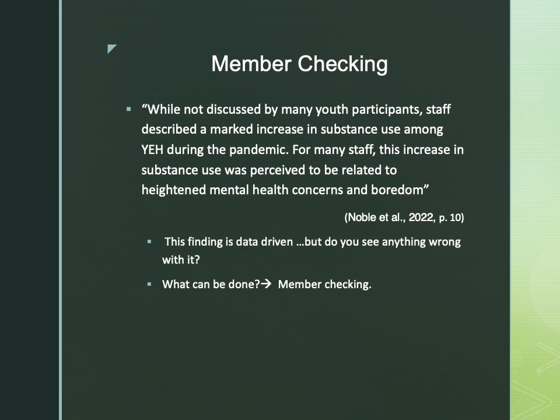So here the idea is that they said on page 10, while not discussed by many youth participants, staff described a marked increase in substance use among youth experiencing homelessness during the pandemic. So the staff described an increase in substance use. For many staff, this increase in substance use was perceived to be related to heightened mental health concerns and boredom. So this finding is very data driven. They noticed that not many youth wanted to share that, and staff really described that increase in substance use. Do you see anything wrong with the fact that staff interpreted it instead of youth participants saying it? Do you see anything wrong with it ethically? Yes or no? So that's something really good and important to talk about.